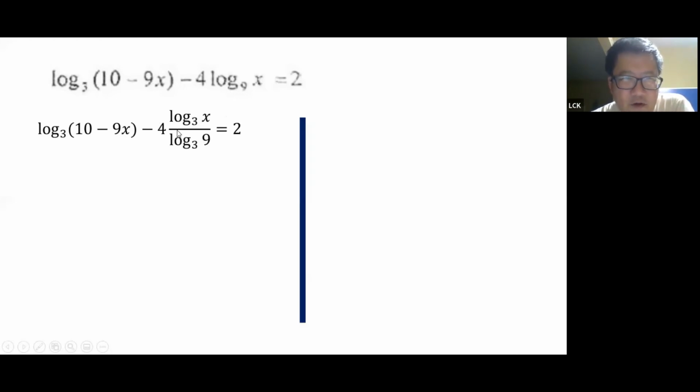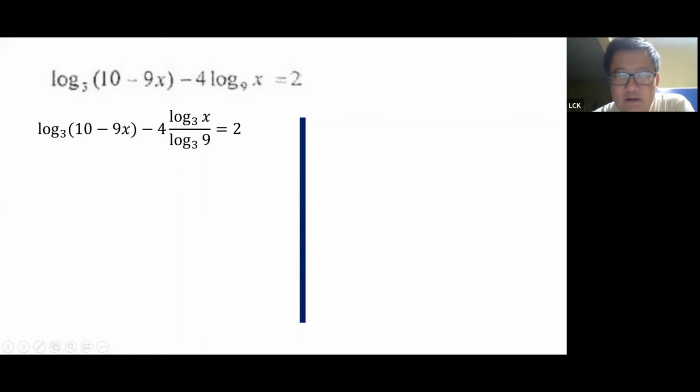And what I've done here is simply, I've changed the base from 9 to 3. So that's log base 3 of x divided by log base 3 of 9. And why have I chosen 3? I've chosen 3 because 9 is 3 to the power of 2. And 3 is used here. This 3 here gave me a hint that I should be changing everything to 3. So I've changed that, because it's log base 3 here, log base 9 here, it's not compatible.